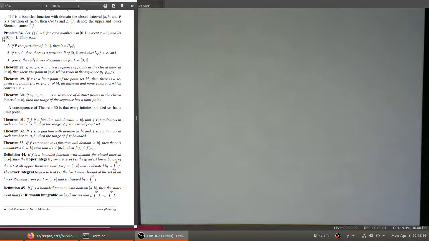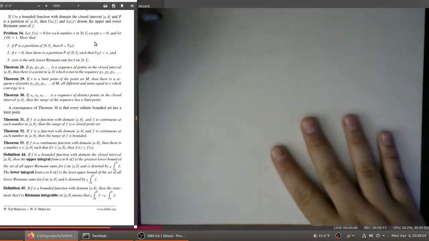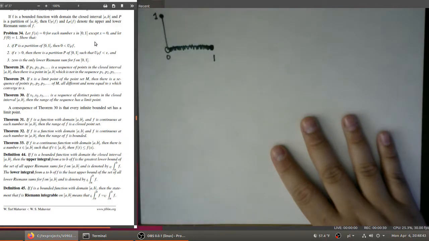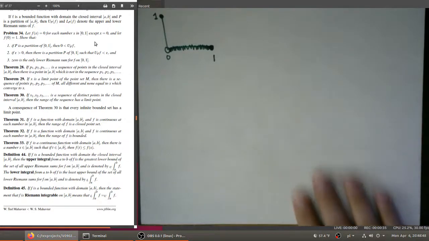I'd like to look at problem 34. In this problem, they give us a function f that's 0 everywhere in the interval [0, 1], except at x equals 0, where it takes height 1. So let's make our little grid here, and we'll put a height of 1 at x equals 0, with an open circle here and kind of shade in the rest, because that function's value is 0 everywhere else in the interval [0, 1]. We'll take [0, 1] to be the domain of this function.